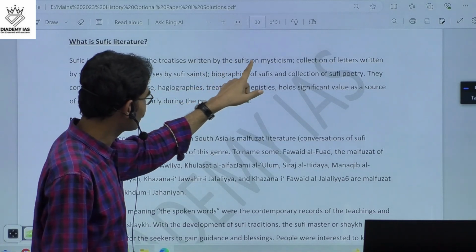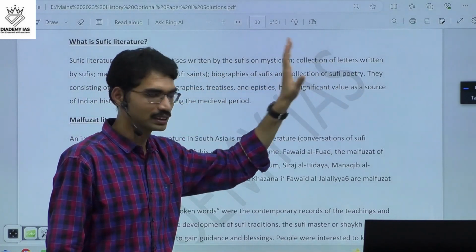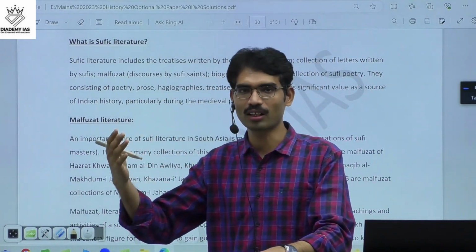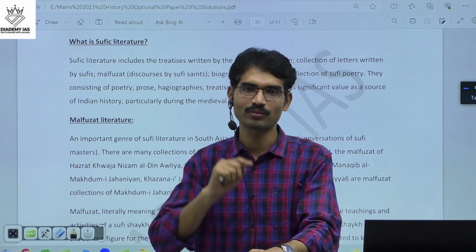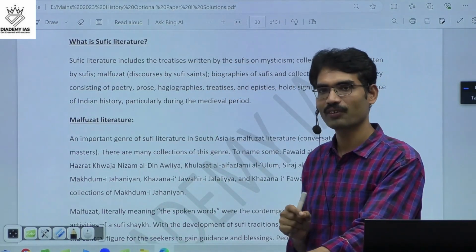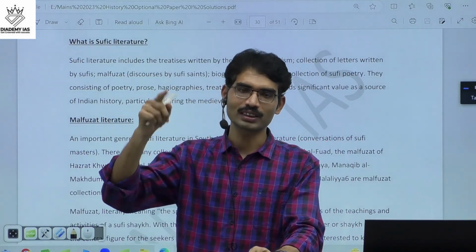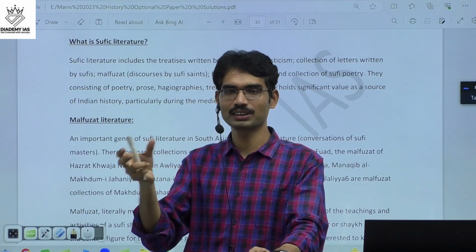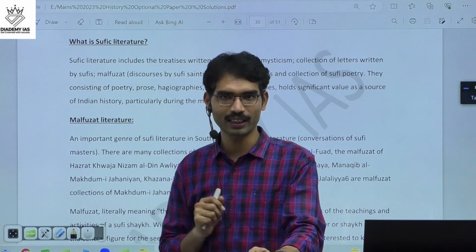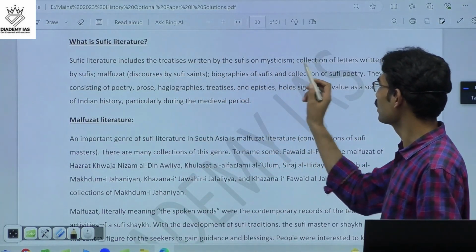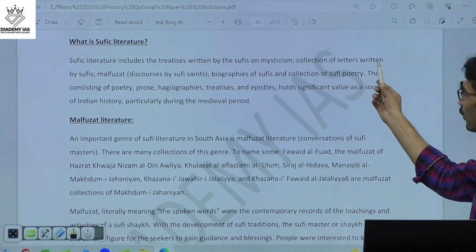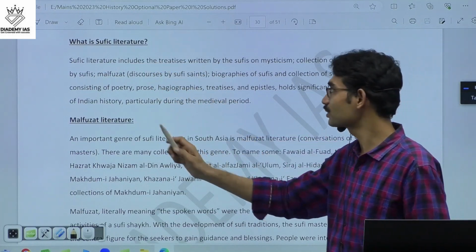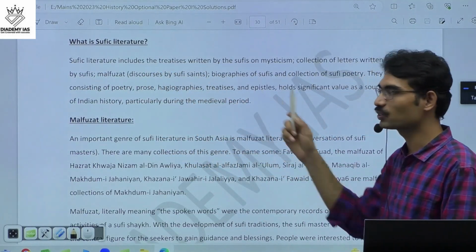This includes treatises written by Sufis on mysticism. Sufi saints were there, and whatever they were experiencing about God, they were writing. They were living in the 12th and 13th century time period, and obviously the socio-economic conditions will definitely reflect in their writings. That is Sufic writing on mysticism. Collection of letters written by Sufis, that is one source. Example of this: Malfuzat, discourses by Sufi saints.